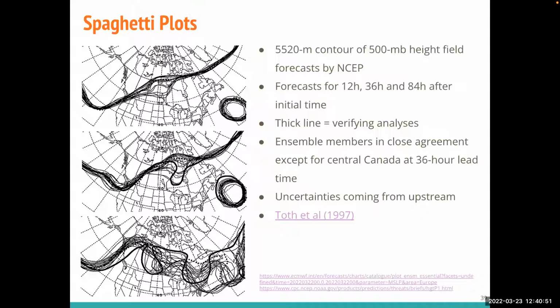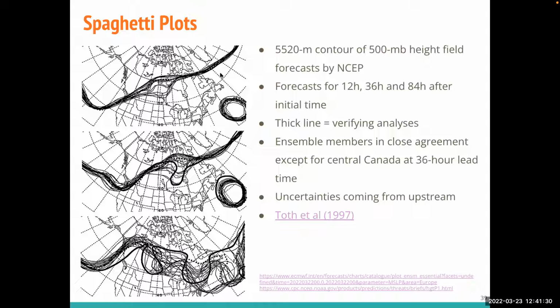And we also do spaghetti plots. So here are the results of all the ensemble members. And what we do is that we pick one feature which is very representative in your model. For example, here they pick the 5520 meter contour, the height contour for the 500 millibar height field. They pick that and then they draw that for all the ensemble members. This is actually a US model, it's not the European model, but it's the same idea.